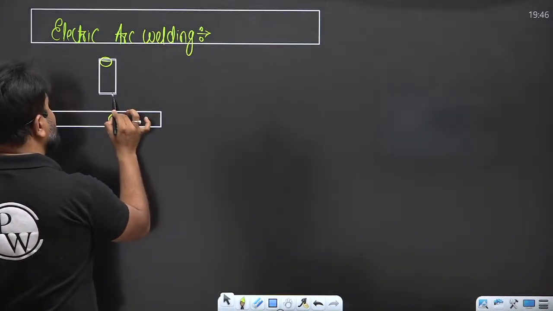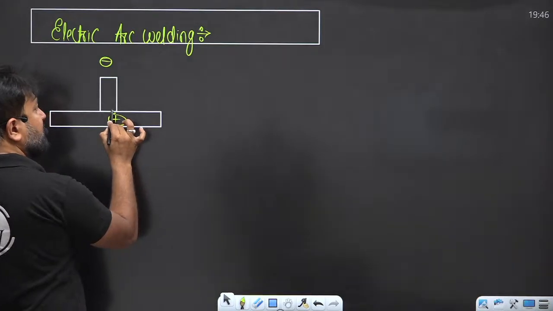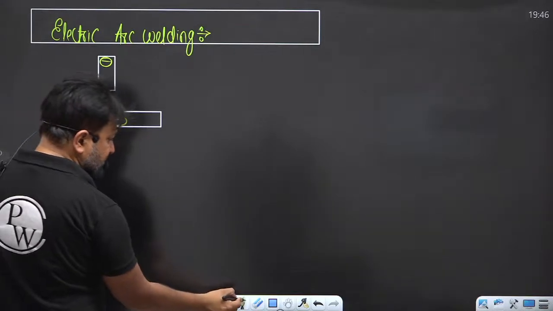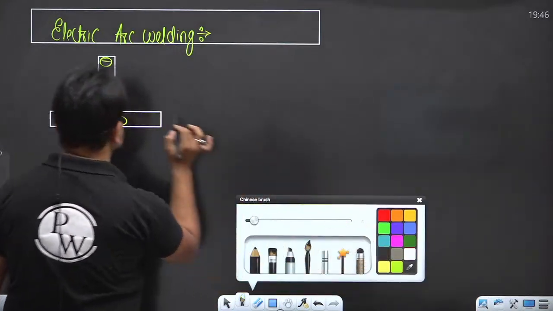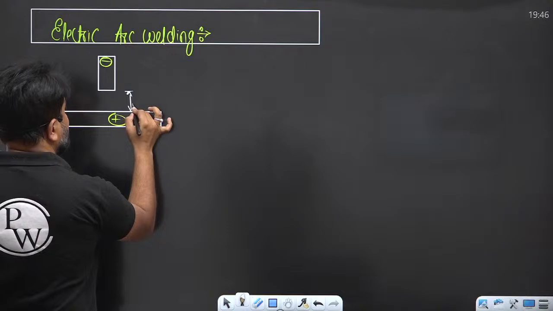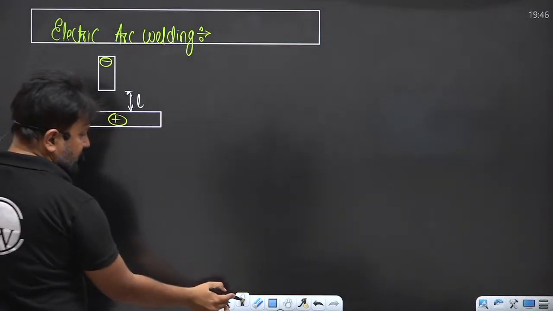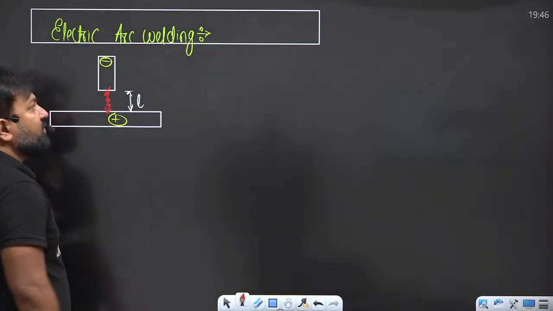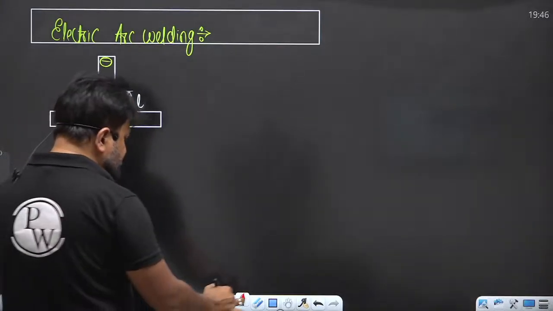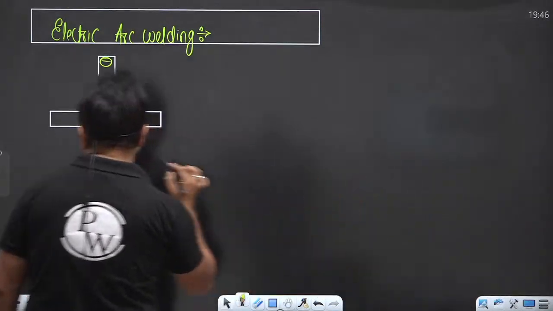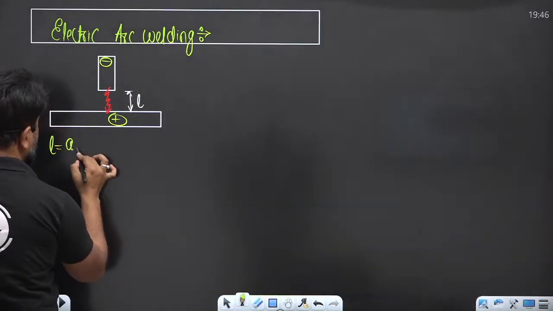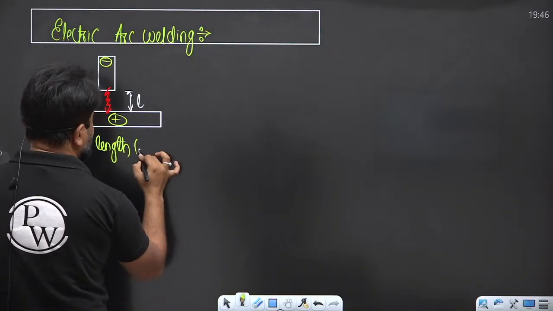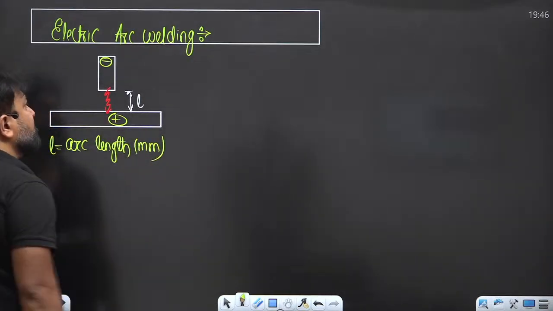So when you touch the electrode, what happens? The electrons will flow, and then you separate it by a small distance. Let's say it is L. Then the arc gets produced in the gap. So here L is the arc length. Generally it will be in mm, a very small value.